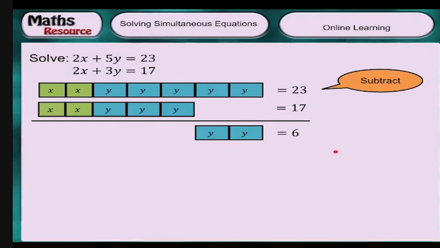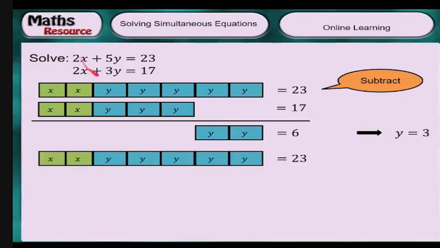Again, same as before, I just want to know what 1y is. I know 2y's are 6, so 1y has to be 3. 3, 6. Pick any equation, doesn't matter which, the top or the bottom. I'm just going to pick the top one, just because it's at the top. No particular reason. Could have easily picked the bottom. And I'm going to replace these y's now with what I worked out y as, which was 3. So x plus 3 plus 3 plus 3 plus 3 plus 3 equals 23.